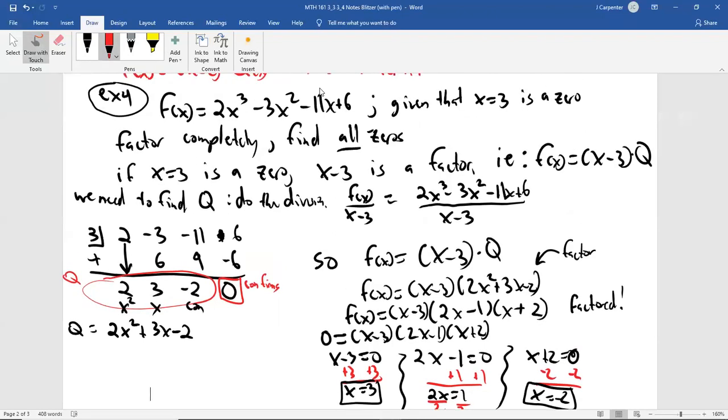So going back to the beginning of the problem, we wanted to factor and find all zeros of this function, but we were told this, given that x equals 3 is a zero. Do you think in the real world, I'm going to tell you that? Do you think your boss is going to tell you that? Do you think the evidence is going to tell you that? No, you've got to figure that out.